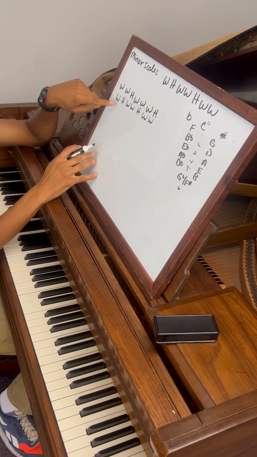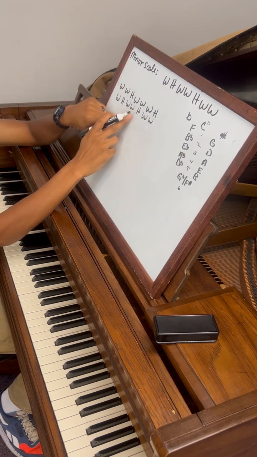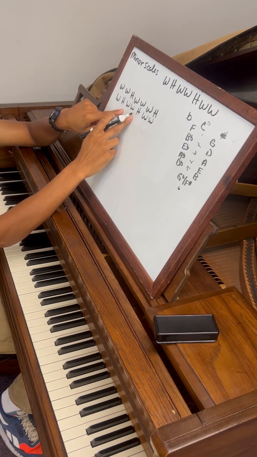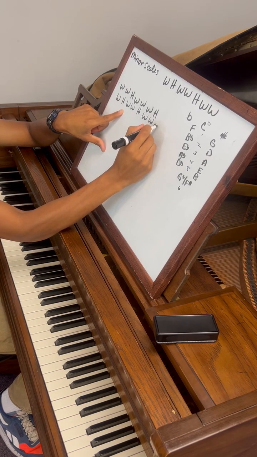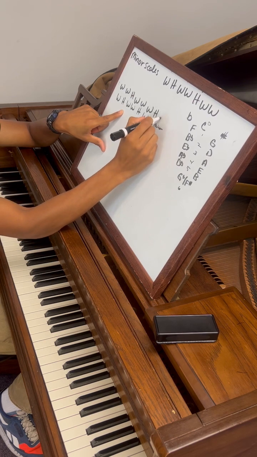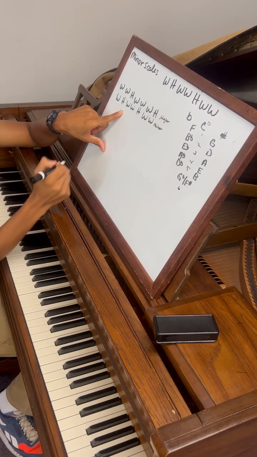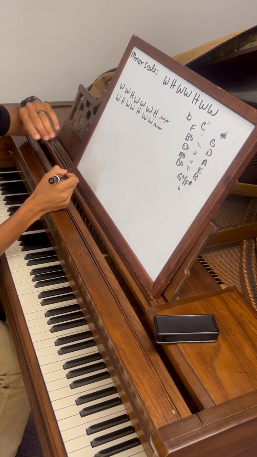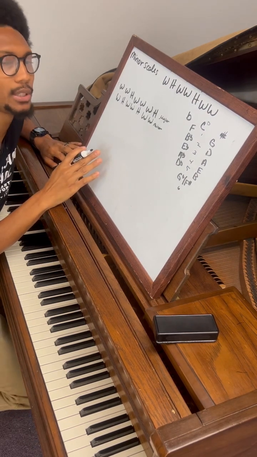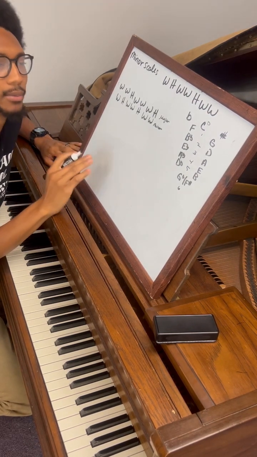So you can see that the half steps and the whole steps are different in this minor scale, the minor formula, than they are in the major formula. Now, that's probably a lot of information all at one time. It's okay. We're about to dissect that.